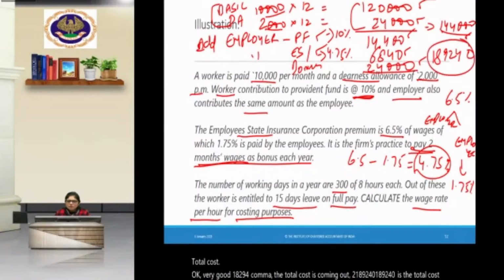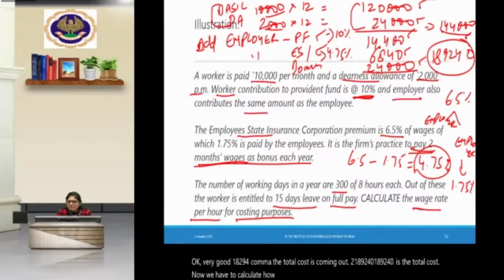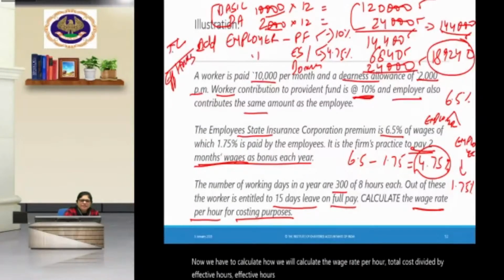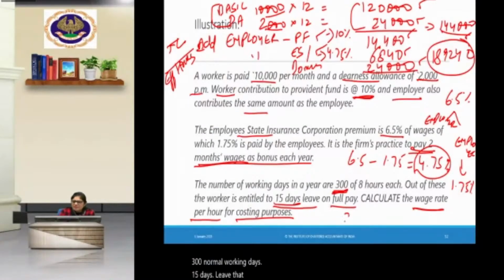Now we have to calculate how we will calculate the wage rate per hour. Total cost divided by effective hours. So effective hours. Now let us see the last paragraph. 300 normal working days, 15 days leave. That means the effective days are 285 working days.